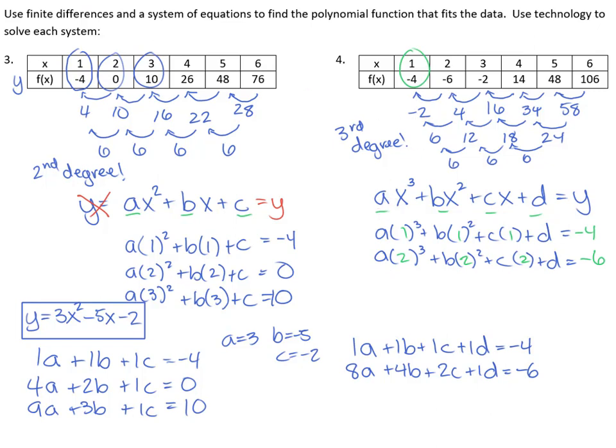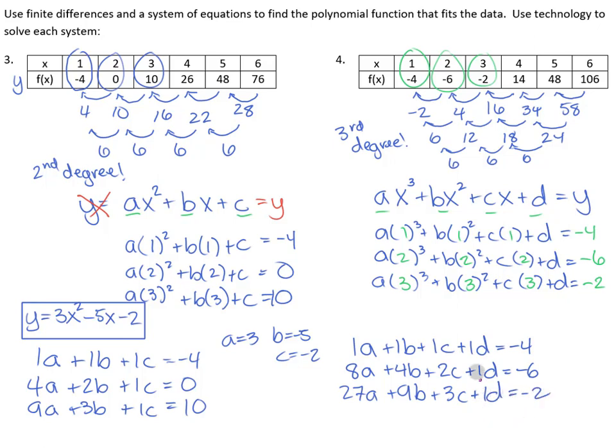Okay, so we're going to do the same thing. Plug in our next 2 values. So let's plug in 3, negative 2 next. Okay, so here's all my values plugged in. 3 for x, negative 2 for y. 3 cubed, 3 times 3 is 9, times 3 again is 27a. 3 squared makes 9b. 3 times c is 3c. Once again, we have 1d equals negative 2.